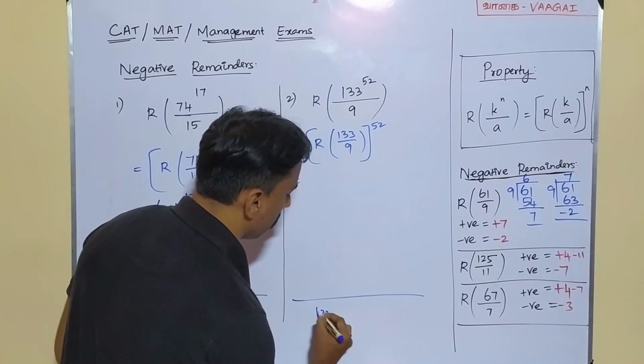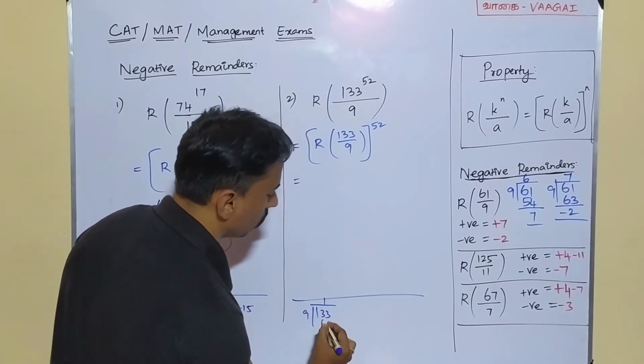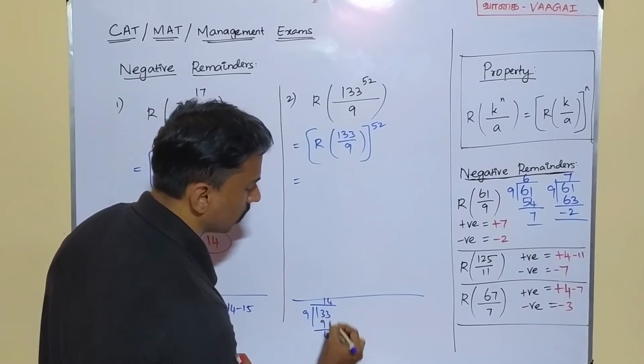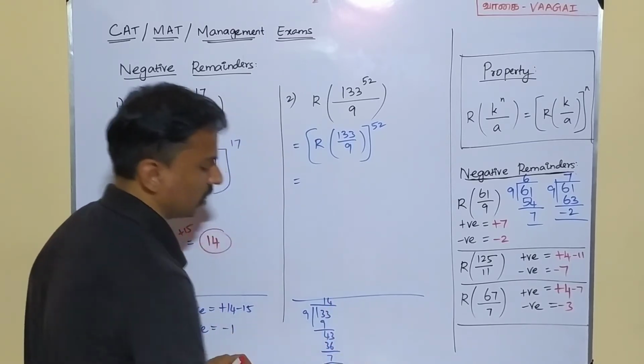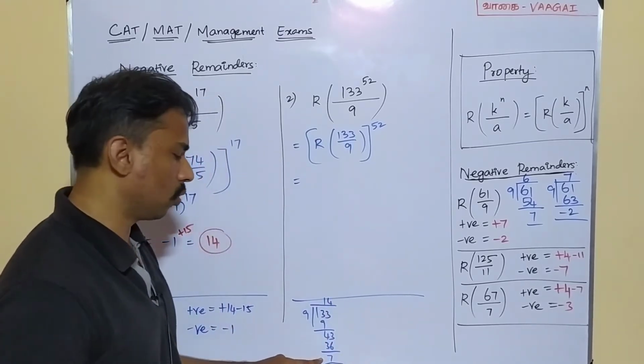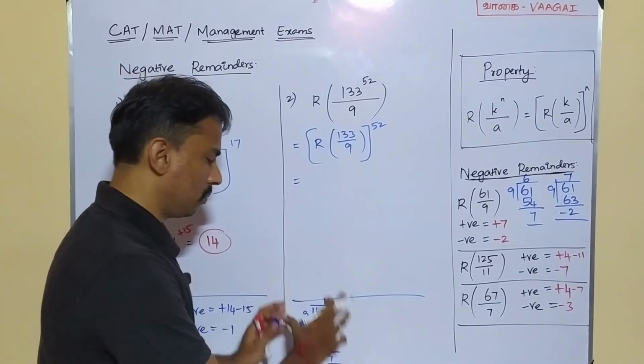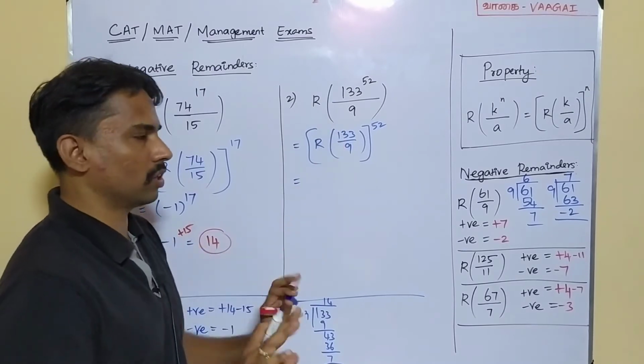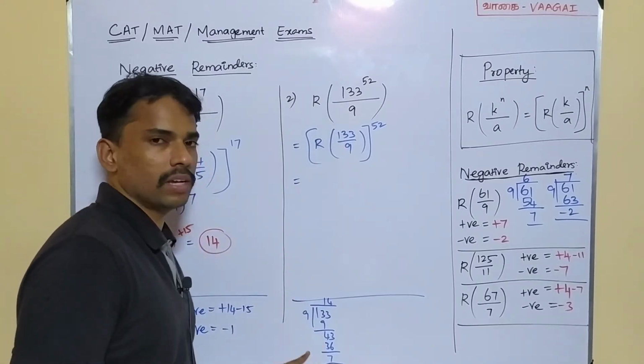So 133 by 9, if I divide, 9 ones are 9, balance 43. And I can go for 9 fours are 36, I will get the balance as 7. So finally my remainder is 7. I hope you are able to see this, because I'm writing it too small here. Anyways, you can understand it. 133 by 9, that's all I'm doing. My remainder is 7.